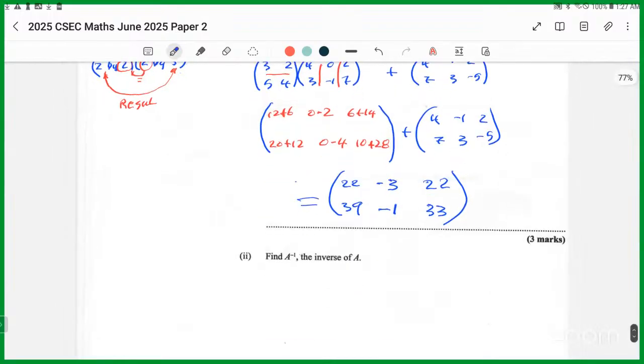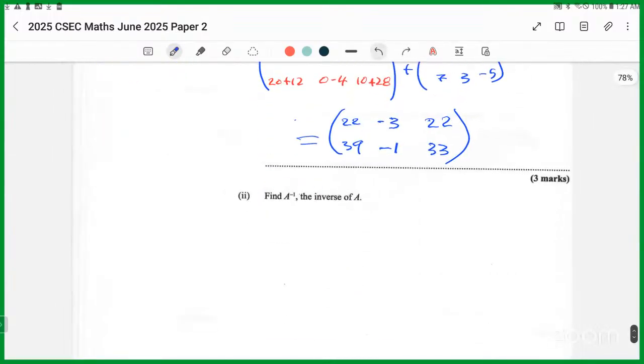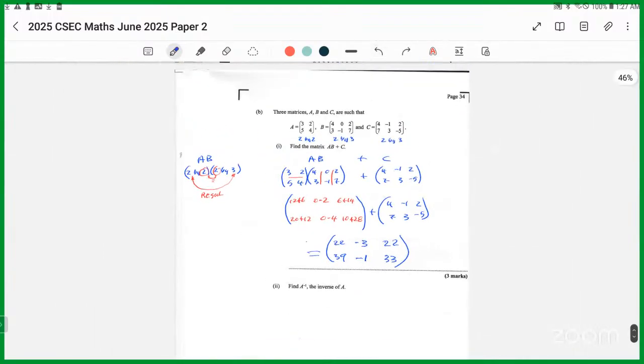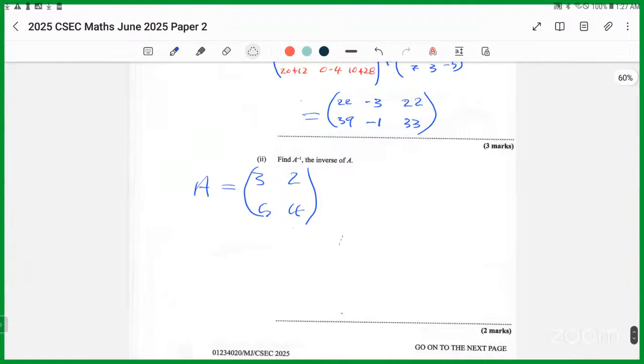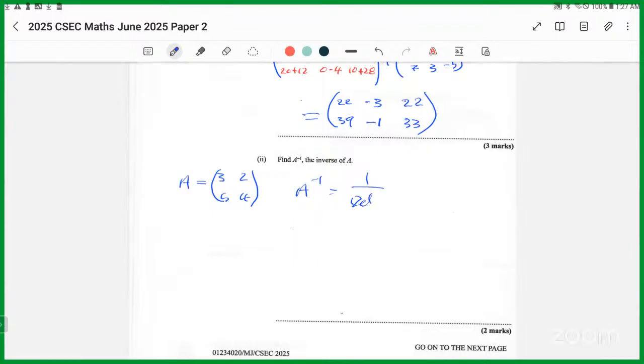We'll come to this one now. It's what's the inverse of A. This is A again. A is the matrix 3, 2, 5, 4. The inverse, A to the minus 1, is 1 over the determinant of A times the adjoint of A.